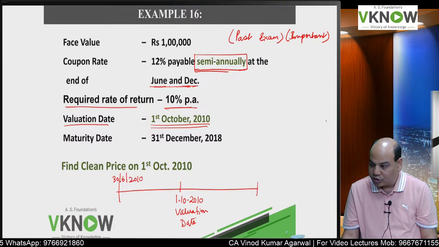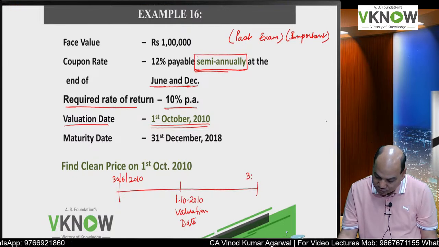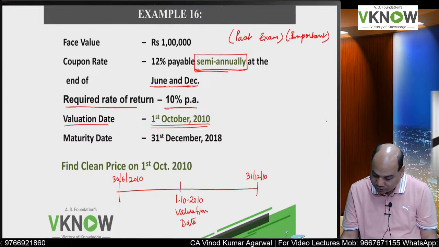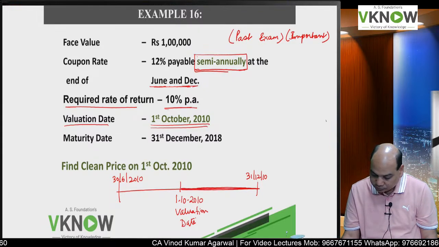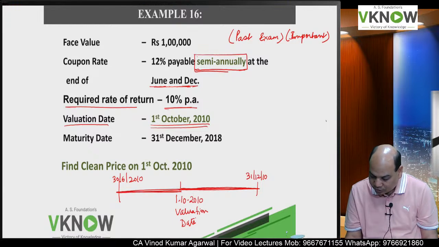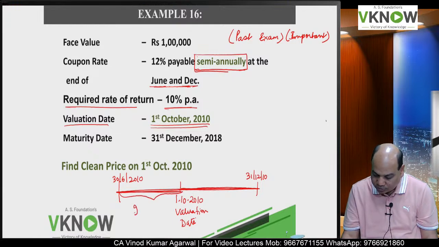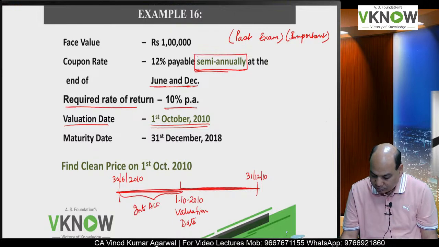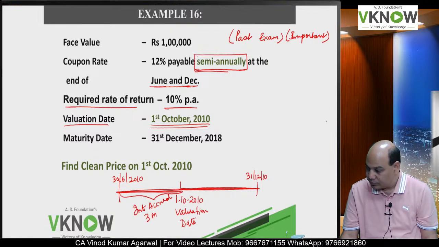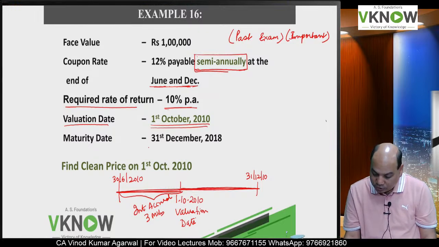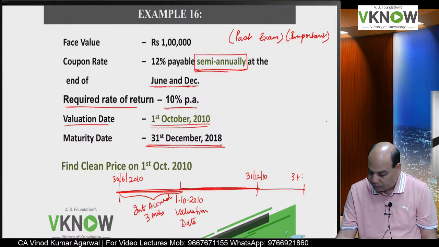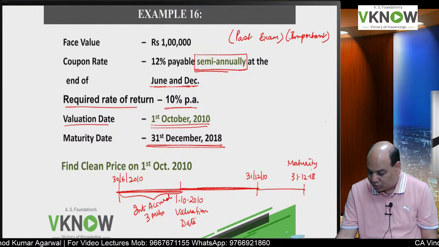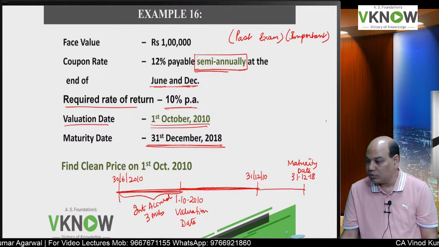And when will the next interest be paid? Next interest will be paid on 31st December 2010. So basically there is a gap of 3 months here, and also there is a gap of 3 months here. So interest has accrued for 3 months. And when will this bond mature? The bond will mature on 31st December 2018. This is the maturity date.